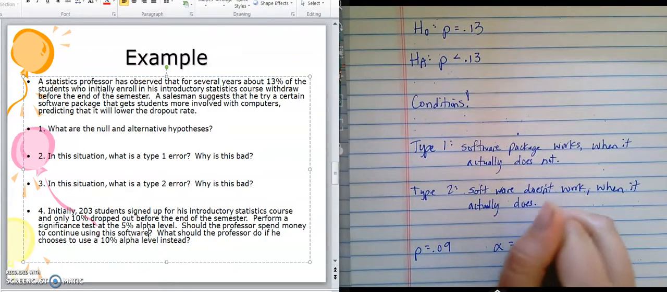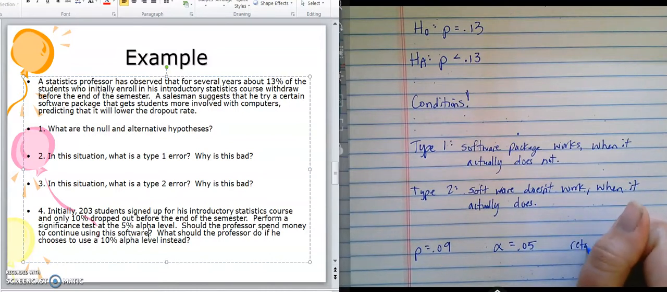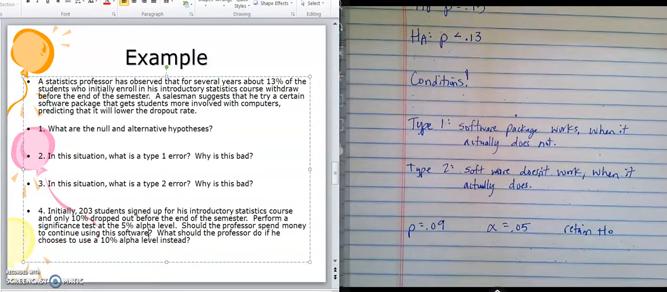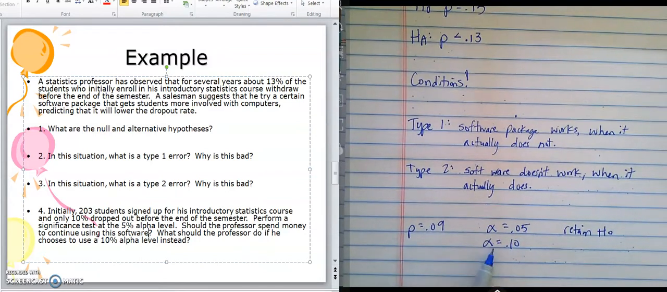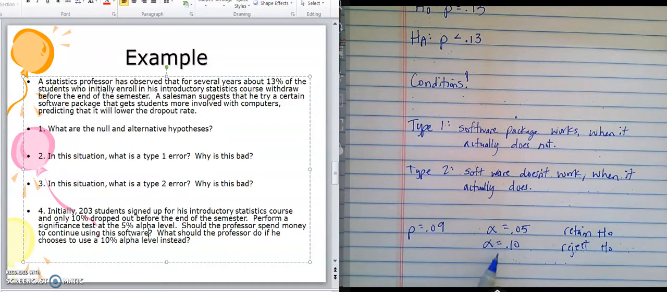Now, if an alpha level equals 0.05, in this case, my p-value is greater than alpha. I would retain the null, which means that no, the software package does not work. But if I did the 10%, so if I did alpha equals 0.10, now my p-value is less than. If my p-value is less, I reject. So please be careful with that alpha level. It matters which one you use.